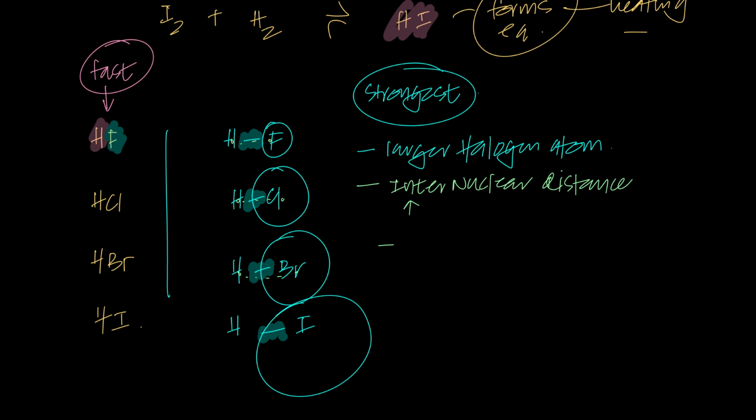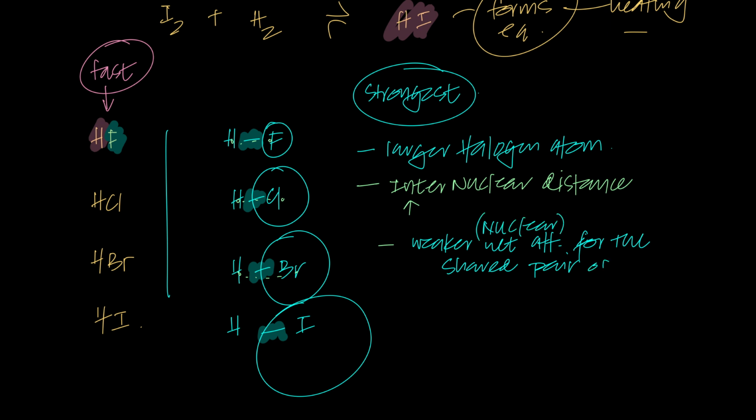It results in weaker net attraction on the shared pair of electrons. That's what a covalent bond is, the shared pair of electrons. So there's weaker net nuclear attraction for the shared pair of electrons, and so obviously the bond strength decreases. The strength of the bond decreases.